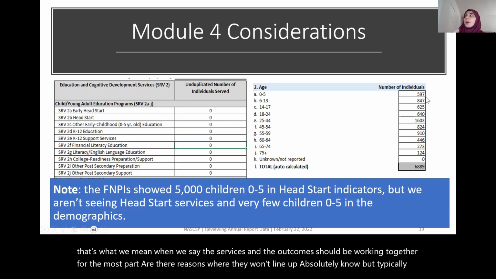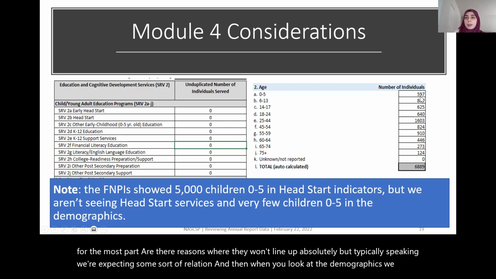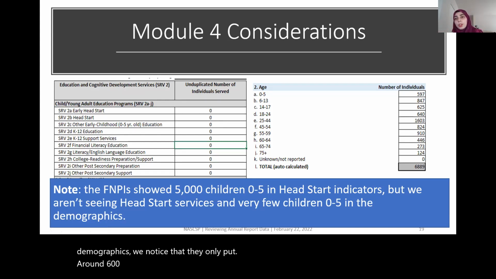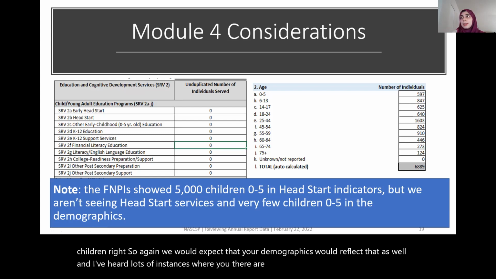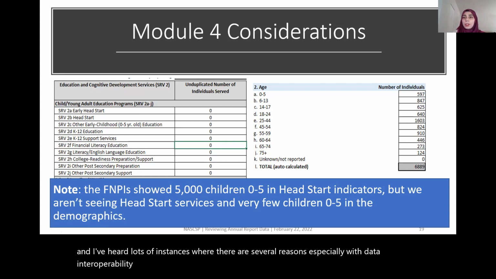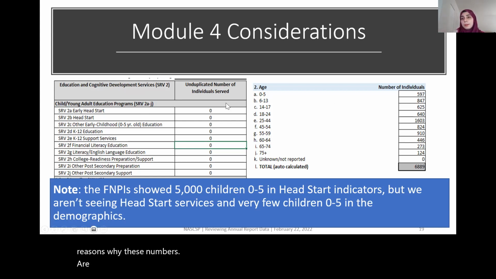And then when you look at the demographics, we notice that they only put around 600 children. Well, if you serve 5,000 children ages 0 to 5, you know the age then of those 5,000 children. So again, we would expect that your demographics would reflect that as well. And I've heard lots of instances where there are several reasons, especially with data interoperability issues or just different data collection procedures. There might be several reasons why these numbers are not lining up, and that is fine.